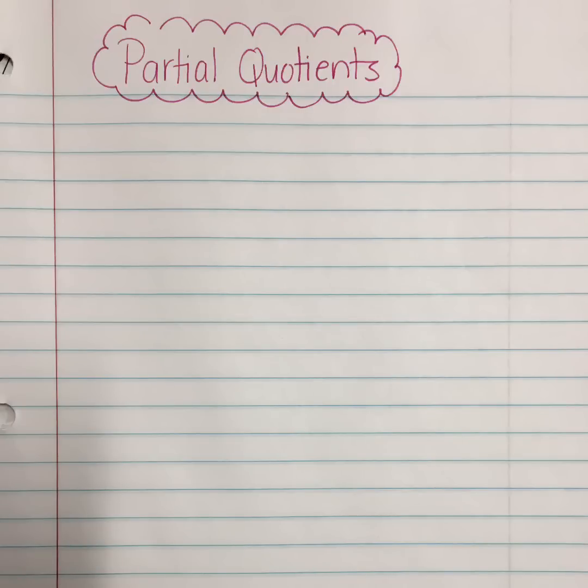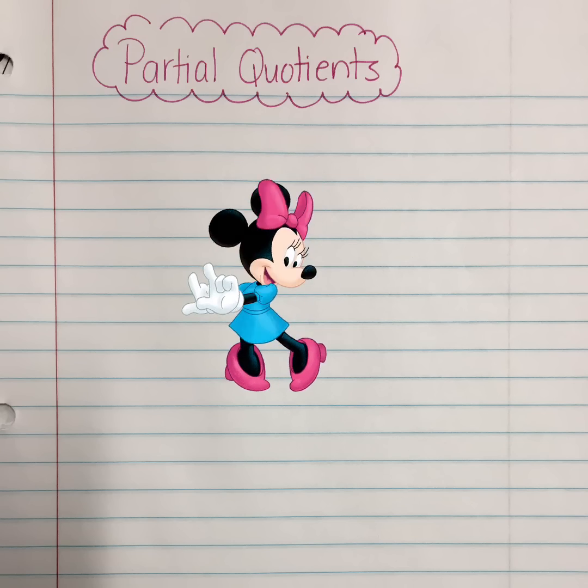Go ahead and date and label your title in your math journal, Partial Quotients. You'll find the date on the board. The partial quotient strategy is very similar to partial products, where you're finding parts of the answer and putting them all together to get your full answer.